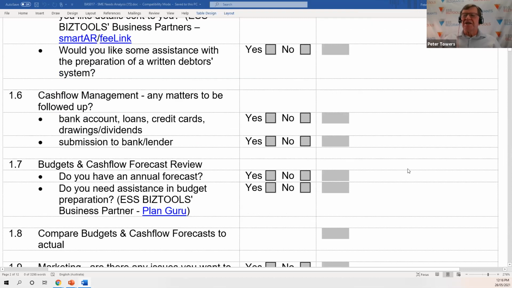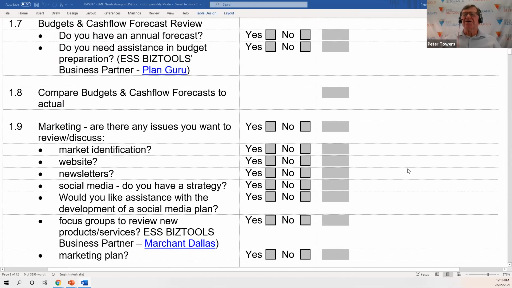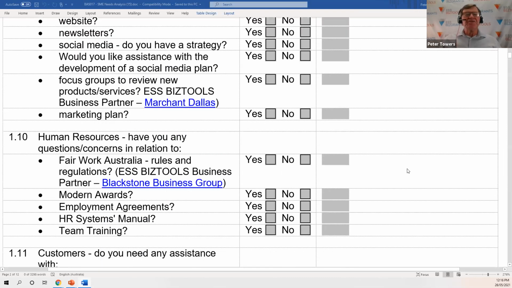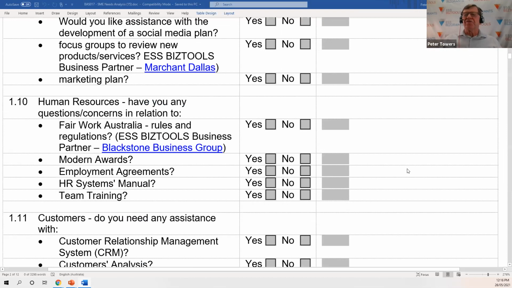What about cash flow management? What about budgets and cash flow forecasts? Do they need some assistance in marketing? There's not marketing consultants in every region of Australia, so maybe you could give them some basic help. What about human resources? Do they need referral to someone else?